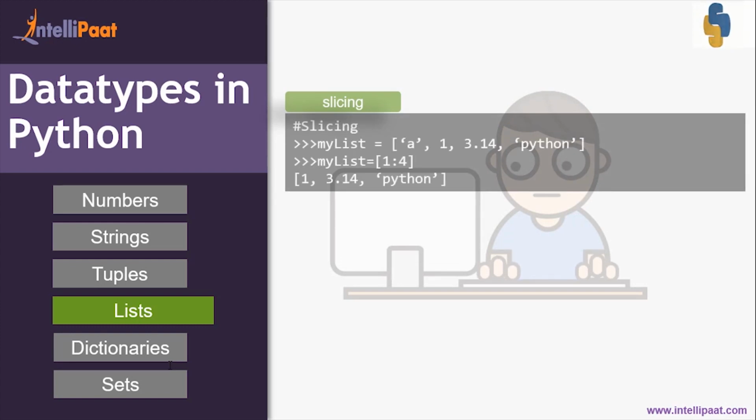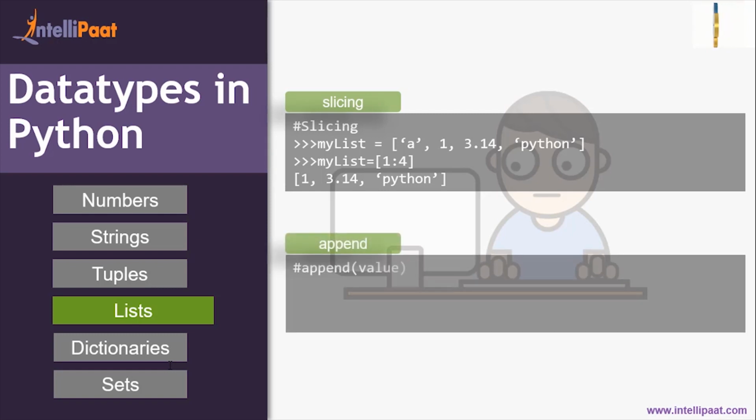Next is slicing. Again, same as tuple, if you want a specific portion of a list, we can just mention the starting index number and the ending index number plus 1, and it would return the sliced list. For example, as you can see on the screen, we have my list, and inside that we have A, 123, 3.14 and Python. We want a sublist from 1 to the 4th index, so 1, 2, 3 plus 1. The 4th won't be included, so we'll get the output as 123, 3.14 and Python.